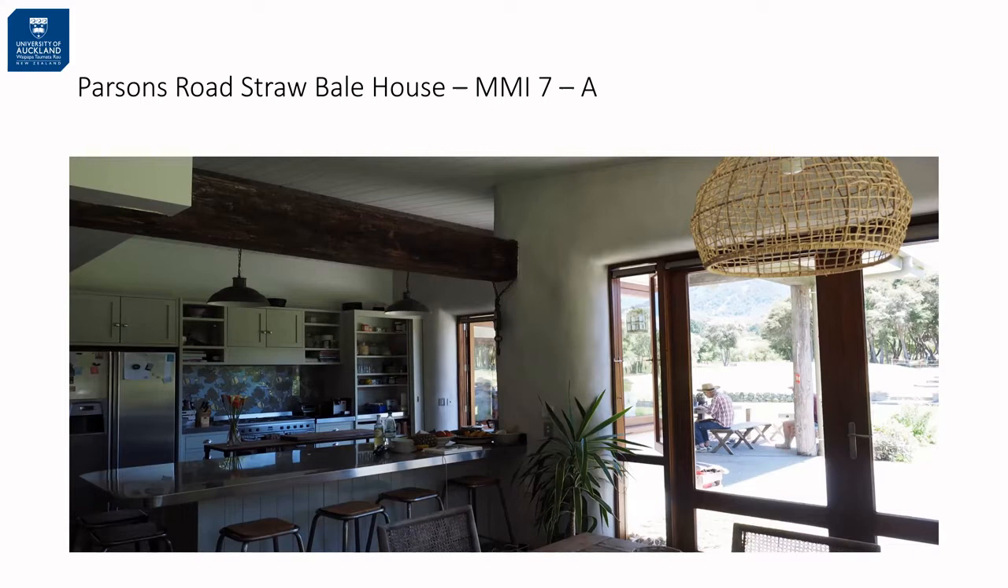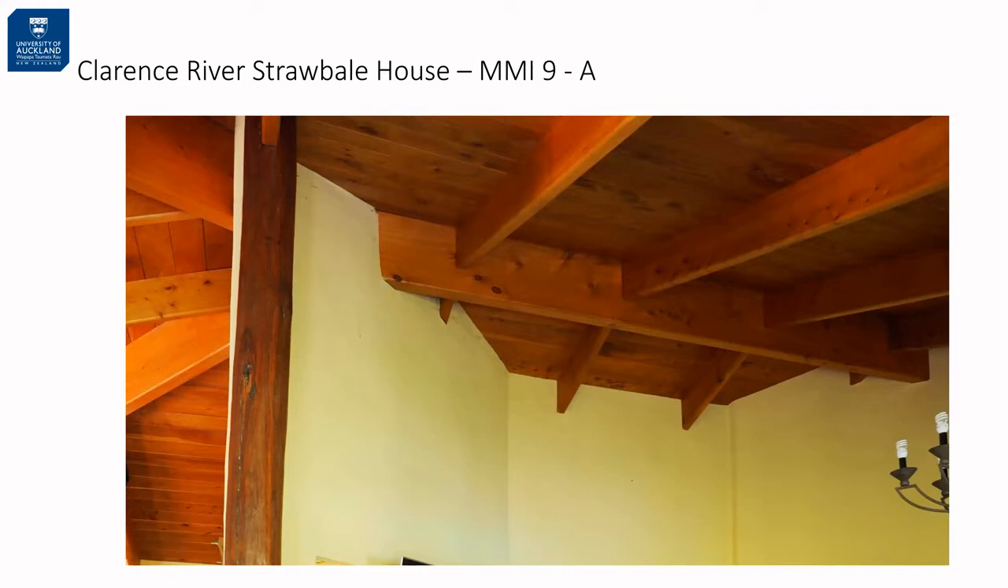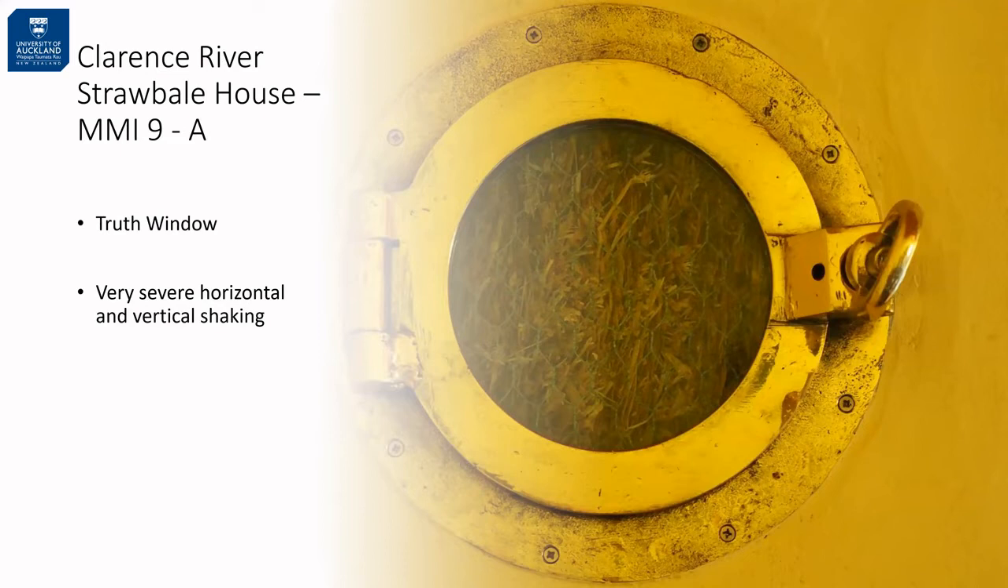This one here was at Clarence River. Probably the most severe shaking of anywhere that we went. And this house, the people said that the books fell out of the bookcase and they were flying up and down off the floor while they were in the house, hanging on for grim death. And we could only find a couple of tiny little cracks, nothing significant. And that was the viewport of the truth window for their building.